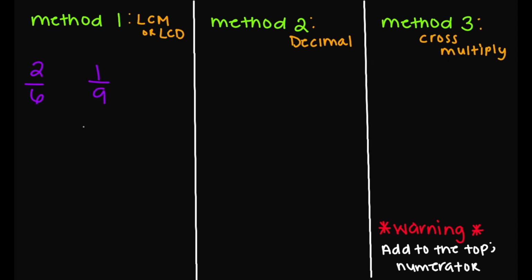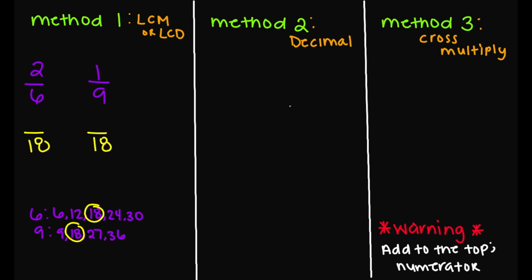2 over 6 and 1 over 9. So first, we're going to find a common denominator for the first method. So 6, 12, 18, 24, and 30. I'll stop here for now. In my 9, you're going to get 9, 18, 27, and 36, and I'll stop here for now. The least common denominator that we're going to find between these two is going to be the number 18, so that means you need to get 18 in your denominator. So 18 here and 18 here.